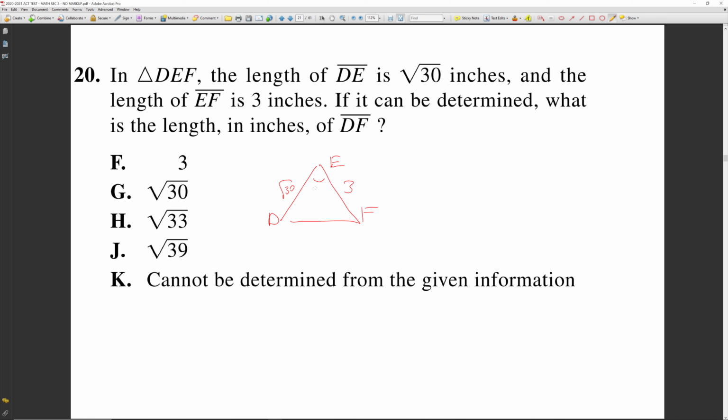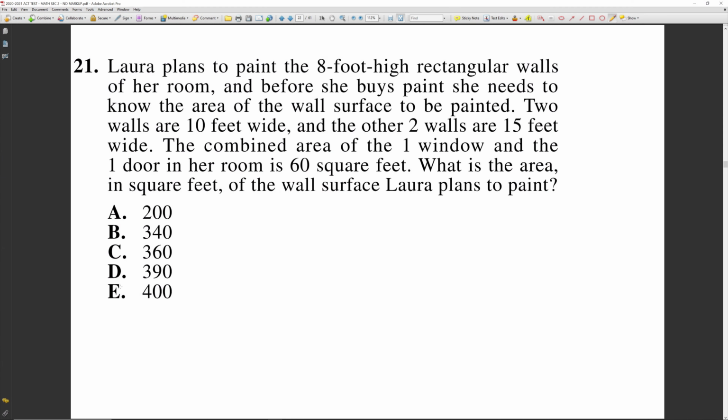We're not given any of the angles that we need to do this problem, and that's an issue because we need one more component in order to do this problem, either a length or an angle, but in this case we don't have any of it. So the only answer here is K. It cannot be determined from the information given. To the moon. Number 21.